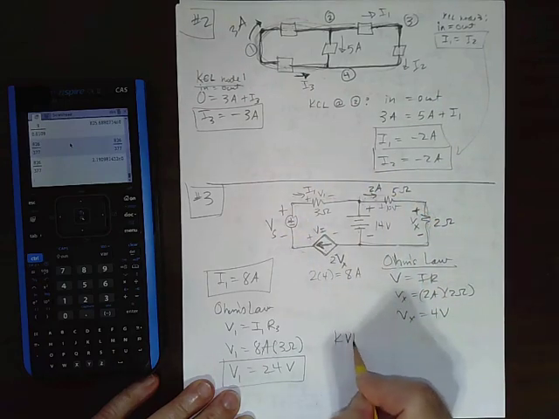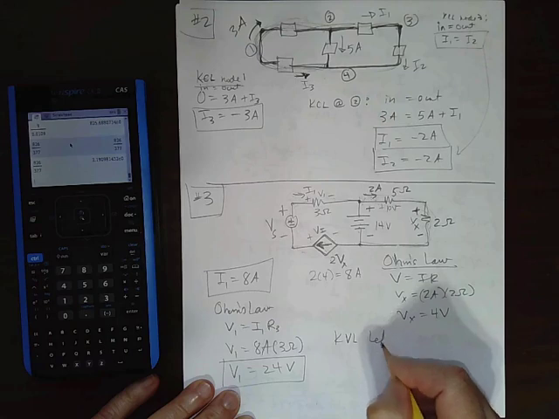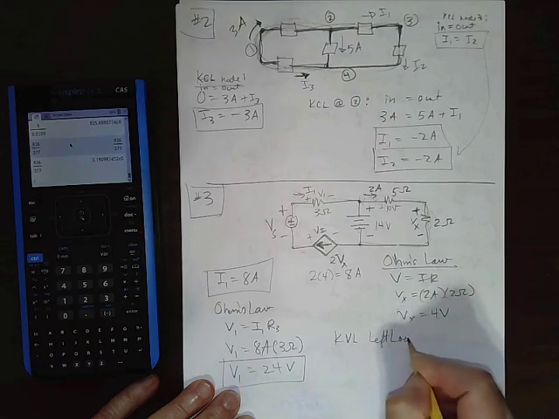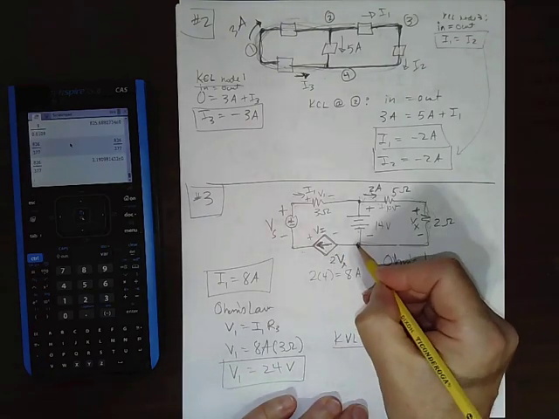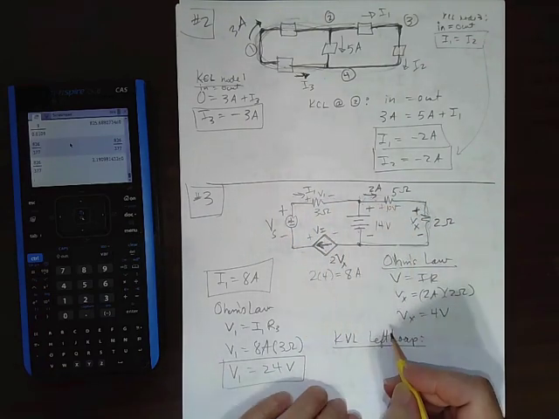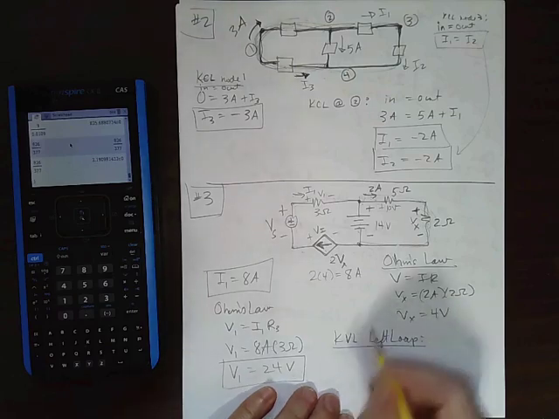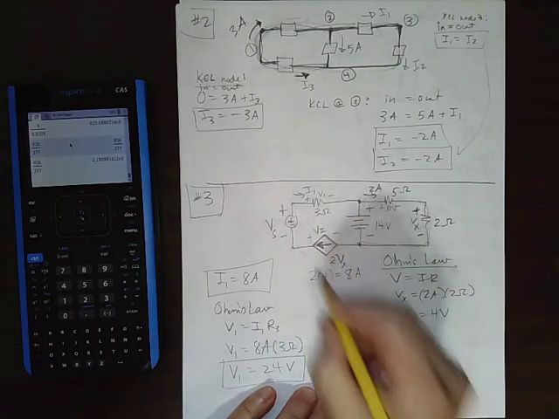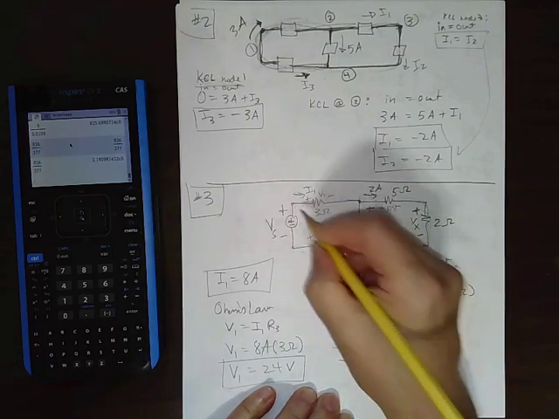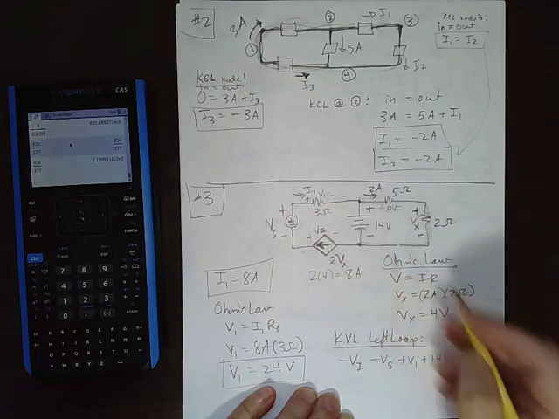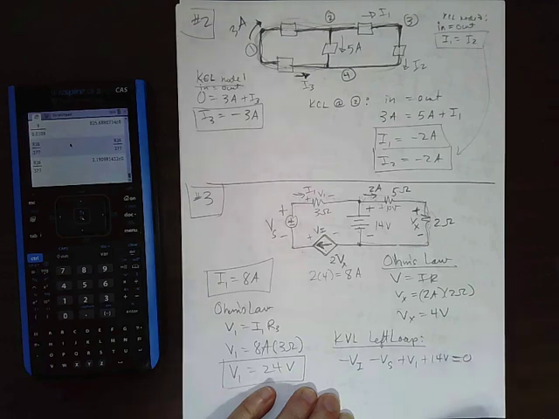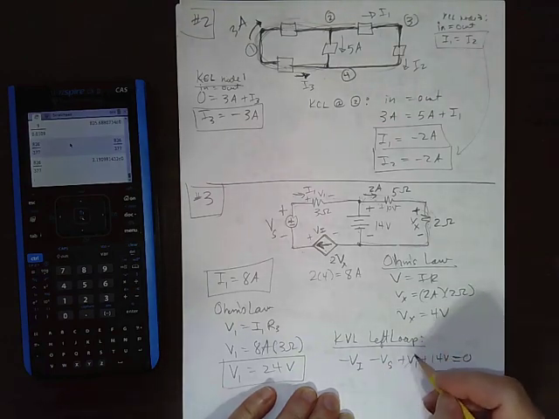Let's do KVL on the left loop, I guess we'll call it. My writing is bad. Okay, KVL the left loop. So let's say start here, we'll walk around, and when we hit negative signs we put a negative sign on the variable we find. So negative VI minus VS plus V1 plus 14 volts. So we hit the plus, and then we're back to where we started, equals 0. All right, so we got V1 is 24 volts. So we know that also.